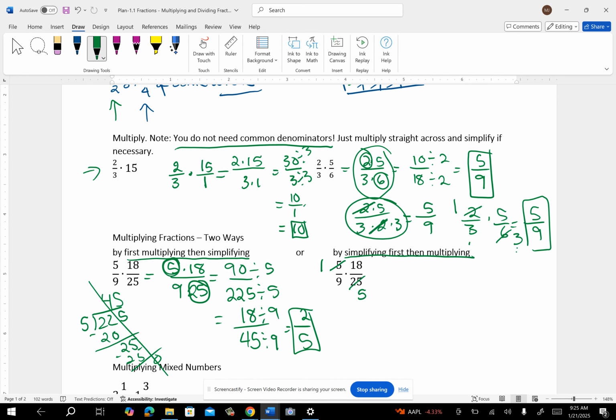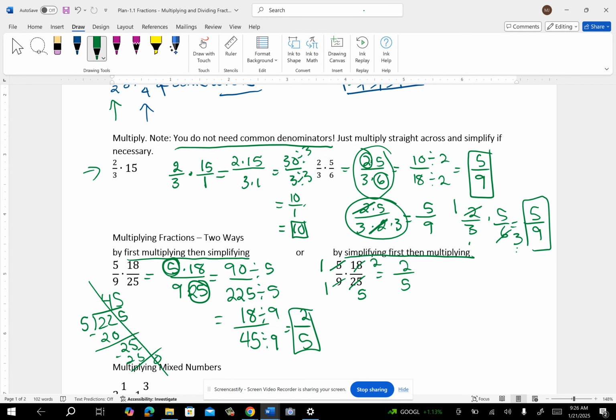And I'd wind up with my final answer being 2 over 5. Well, if I'm going to use the simplify first idea, I might have been able to notice that because while the numbers are small, like just 5, 18, 25, and 9, I can see that 9 would go into 9 once and into 18 twice. All right? So then I could multiply straight across and get 2/5. 1 times 2, 1 times 5.